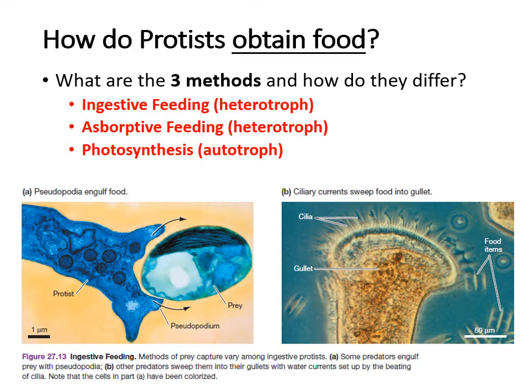Now, speaking of engulfing and phagocytosis, that brings us to the idea of how exactly do protists obtain food. And there are three methods that I want you to know for how protists obtain food. There's ingestive feeding, kind of like when you ingest food. There's absorptive feeding, and there's photosynthesis. So for ingestive feeding and absorptive feeding, for both of these, I want you to write heterotroph. Okay, those are both heterotrophic feeding mechanisms. And then for photosynthesis, I want you to write autotroph. Okay, so that's heterotroph versus autotroph.